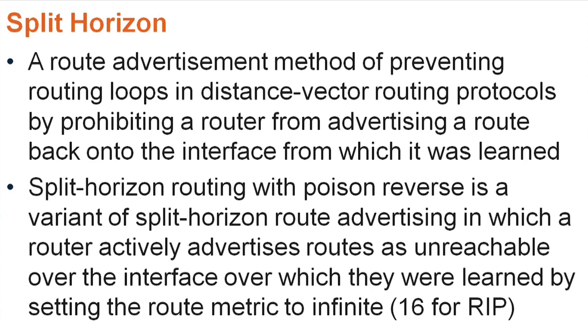prohibiting a router from advertising a route back onto the interface from which it was learned. So split horizon routing with poison reverse is a variant of split horizon route advertising in which a router actively advertises routes as unreachable. Instead of just preventing them, it actually advertises them as unreachable over the interface over which they were learned by setting the route metric to infinite.